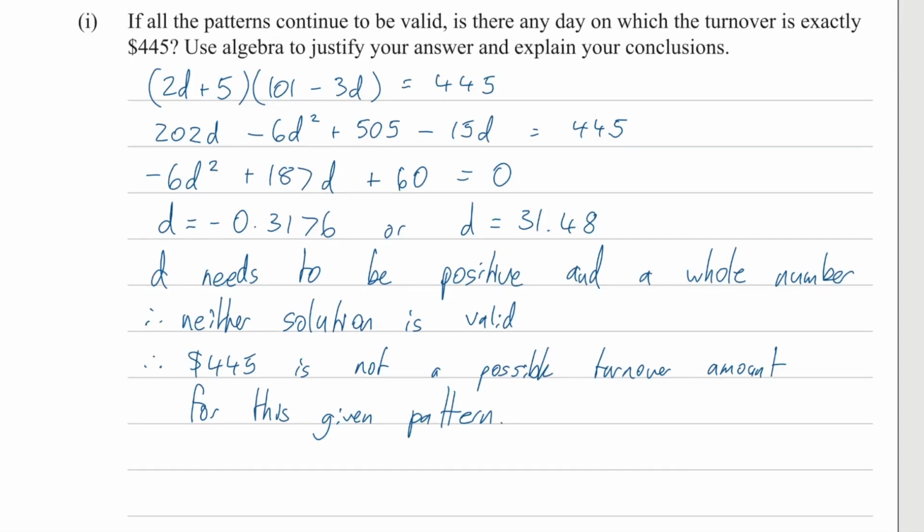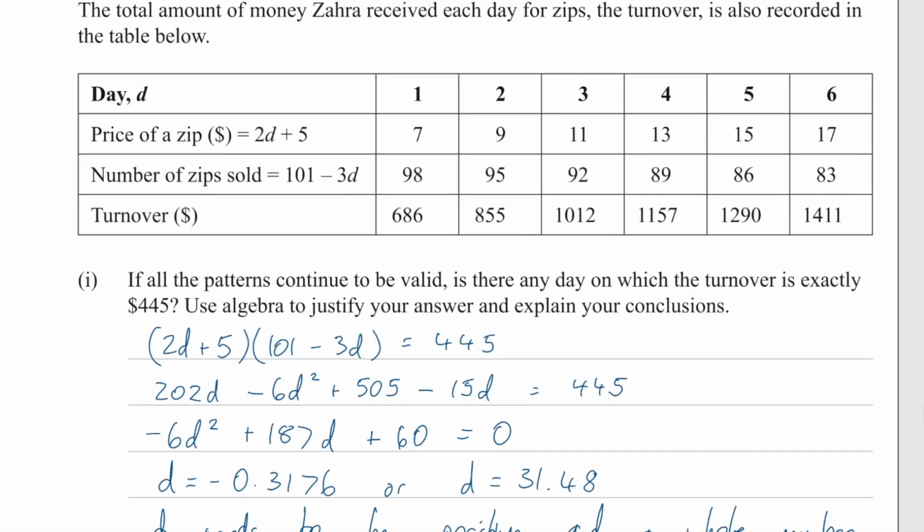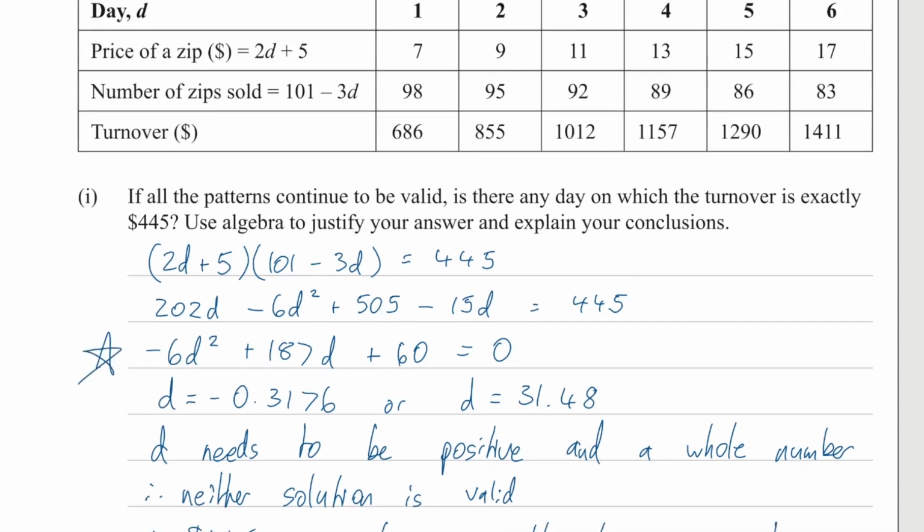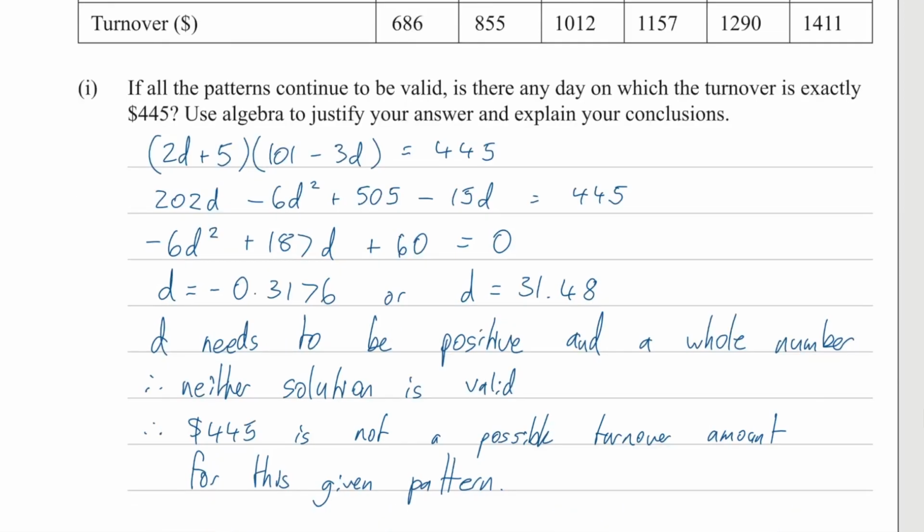So just to summarize that one, because that was quite a lot: we used the pattern for number of zips and price of zips, multiplied them to get the turnover. We equated that to 445, and then got a quadratic equation and solved it to find out the number of days required to get a turnover of $445, and concluded it's not possible in this context.